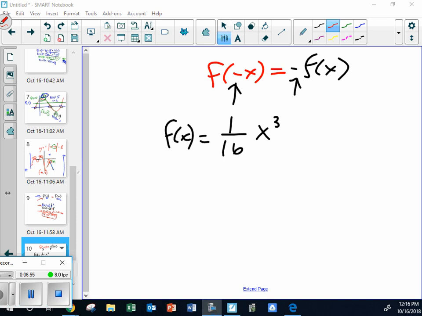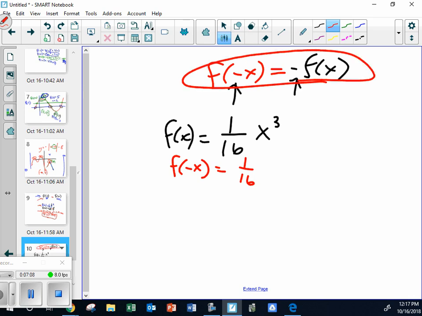All right, this is odd, and I can prove it. I start with f of negative x. And you might be saying to yourself, isn't that what you do in the even test? Yeah, but the odd test has f of negative x in it, I have to do it for the odd test anyway. I may as well start with f of negative x. And then this simplifies down to negative 1/16 x to the third.